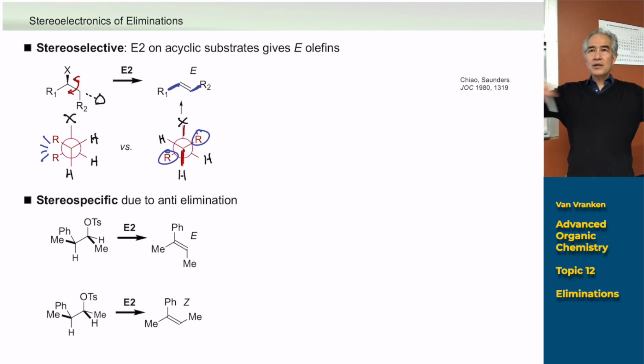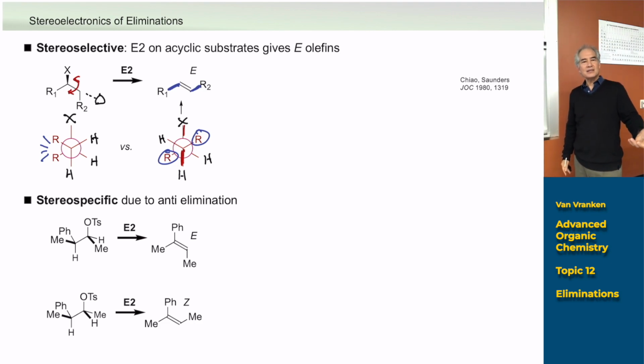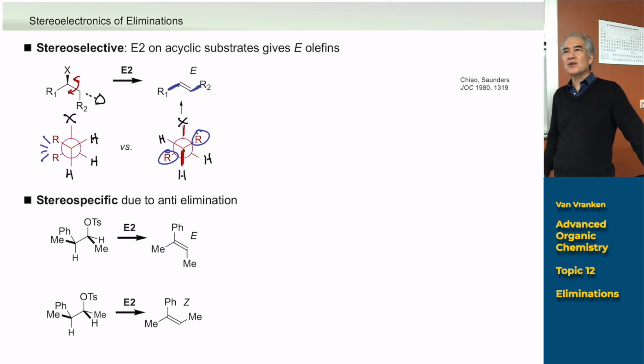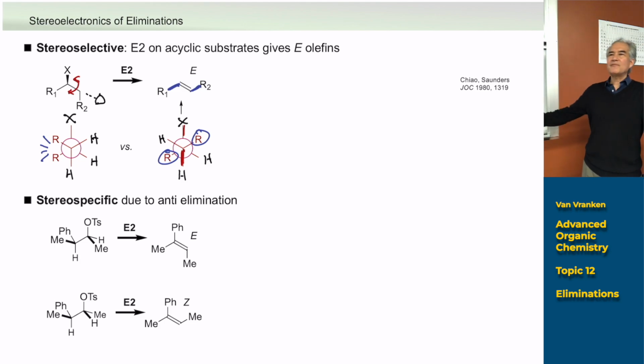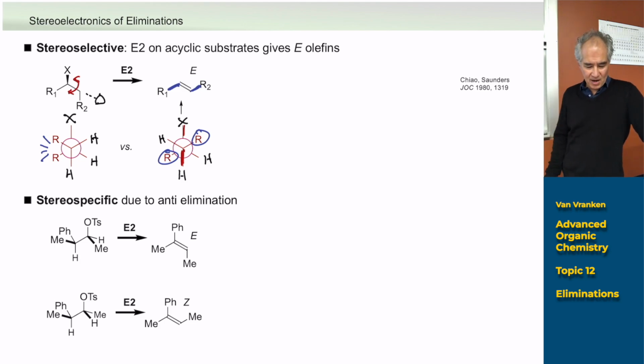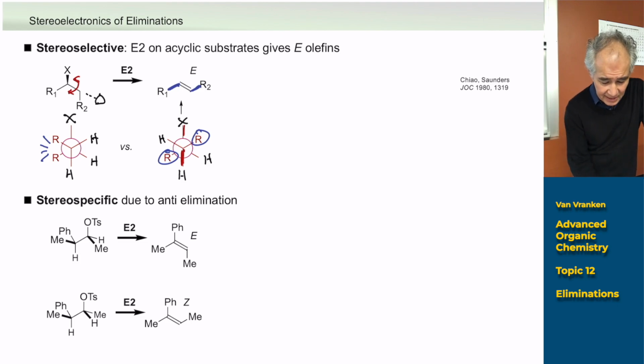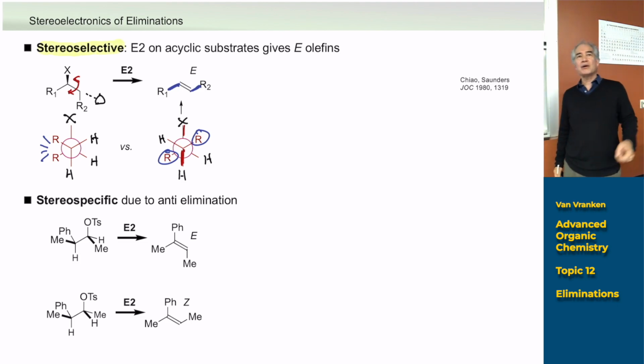If you just have a long chain with a bromine or a chlorine in there and you do an E2 elimination, you're going to get a trans double bond. Because in the transition state, you want the R groups to be far away from each other, so they end up far away from each other when they make the alkene product. So we would refer to this as stereoselectivity. That's called stereoselective when you have a reaction that favors one stereoisomer.